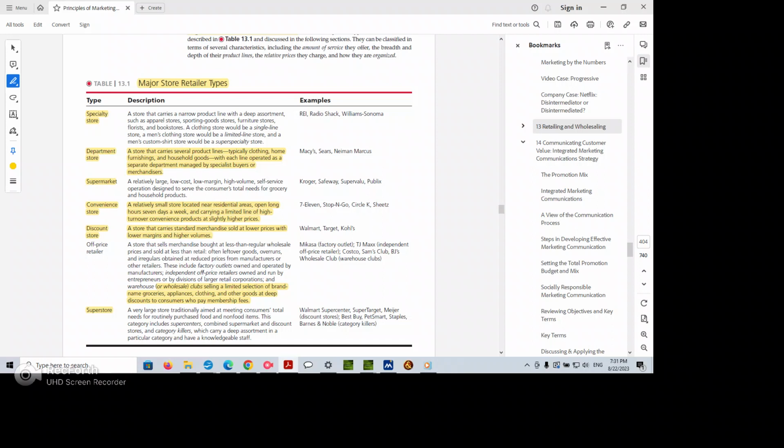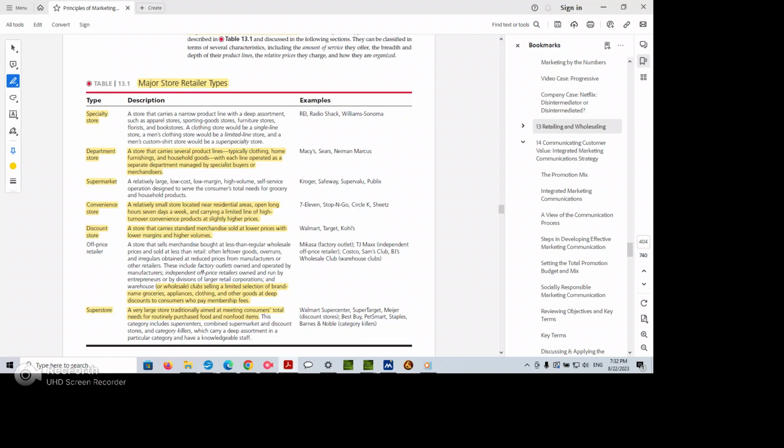Then we have a superstore. Now, a superstore is a very large store, traditionally aimed at meeting customers' total needs for routinely purchased food and non-food items. The category includes supercenters, combined supermarket and discount stores, and category killers that can carry a deep assortment in a particular category and have knowledgeable staff. That's your Walmart Supercenter, your Super Target, your Meijer, your Staples, PetSmart, Best Buy, Barnes and Noble, etc.